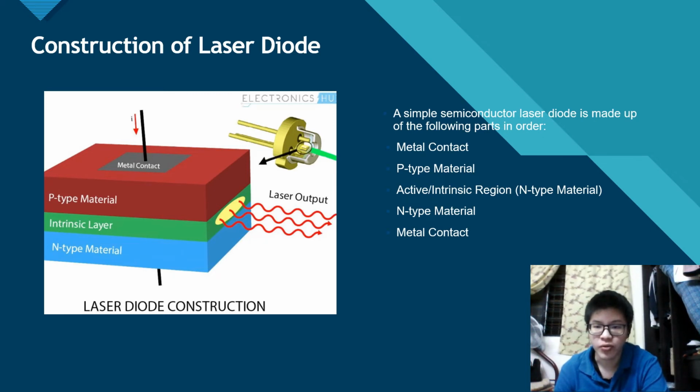Now I will continue to talk about the construction of laser diode. Basically, a simple laser diode has two metal plates sandwiched to the P-type and N-type layers by input terminals, and it is also called a homojunction laser diode.